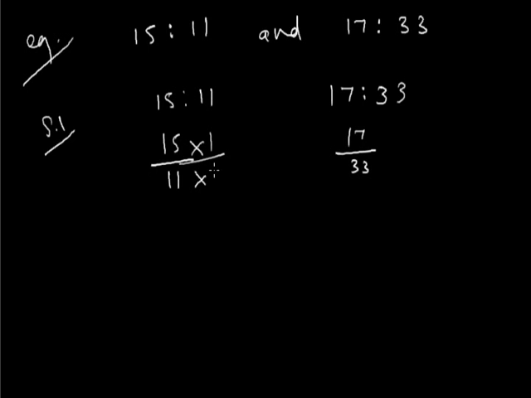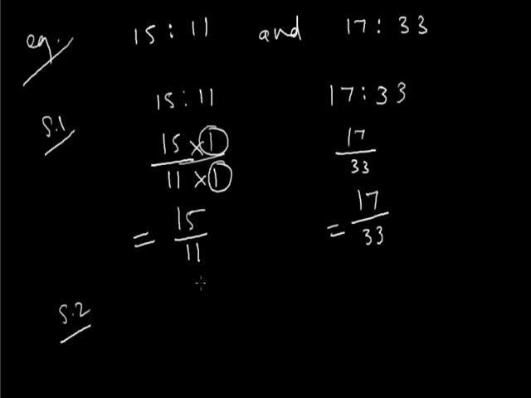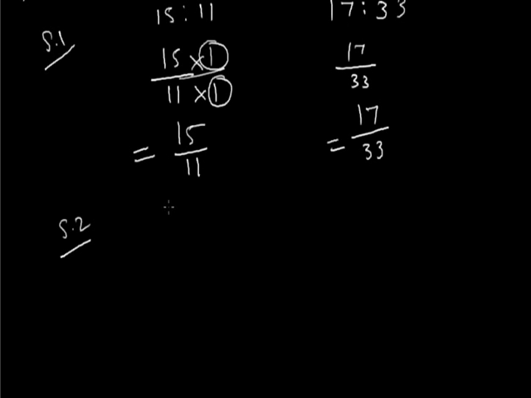We can check that there is only one common factor between the numerator and denominator of the first fraction 15 upon 11, and that is equal to 1. So the HCF of both the numerator and 11 is 1. So 15 is to 11 is 15 upon 11 in its lowest form. Similarly, 17 upon 33 in its lowest form is equal to 17 upon 33 because there is no common factor other than 1 between the numerator and denominator. Now step 2 states that obtain the LCM of the two denominators.